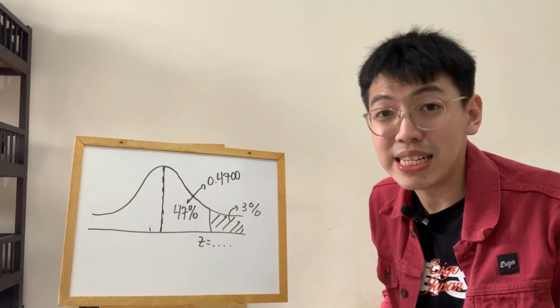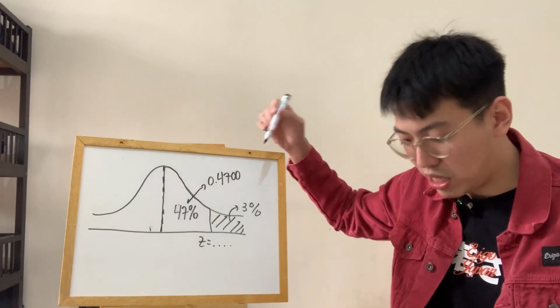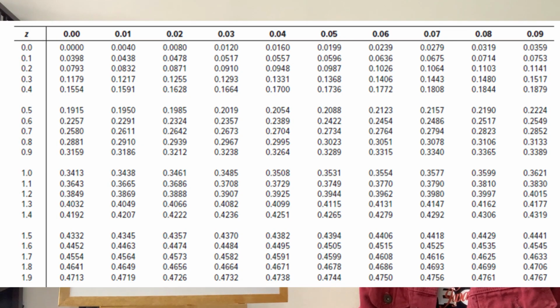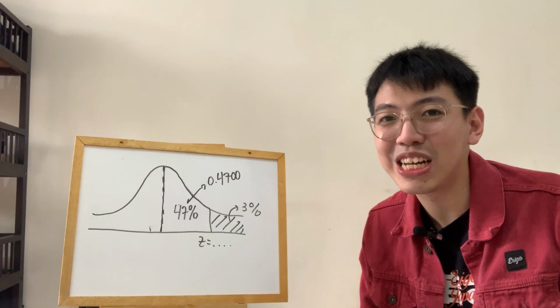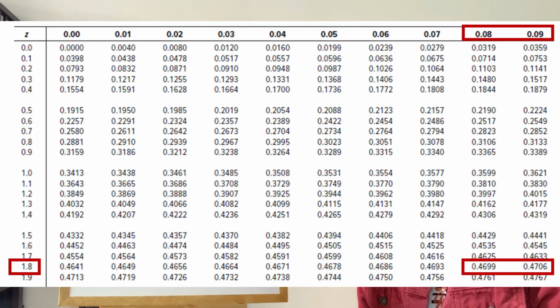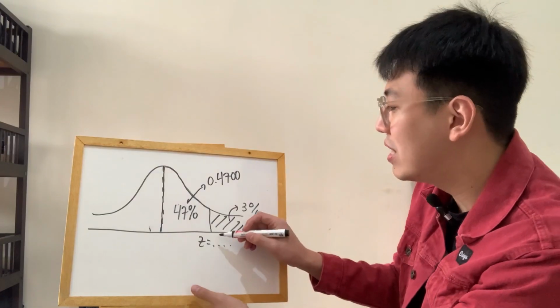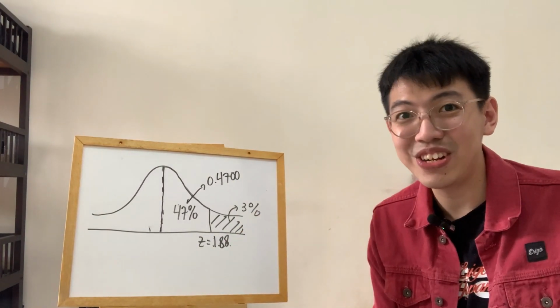Now you can find in the C table what is the C if the area is 0.4700. After we see the table, there is no C with area 0.4700. So we have to find the C whose area is the closest to 0.4700. We find 0.4699. It is 1.88. So the C will be 1.88. Is it clear?